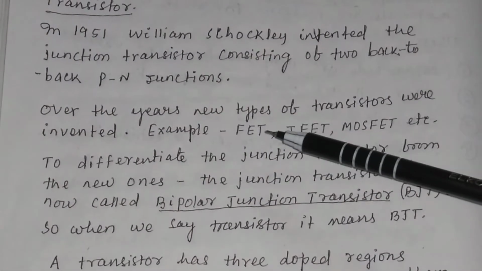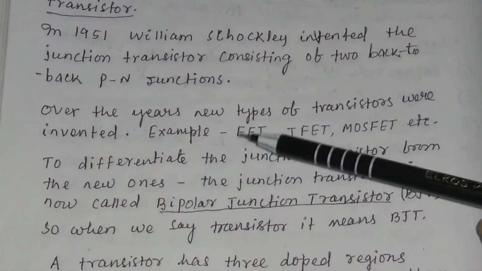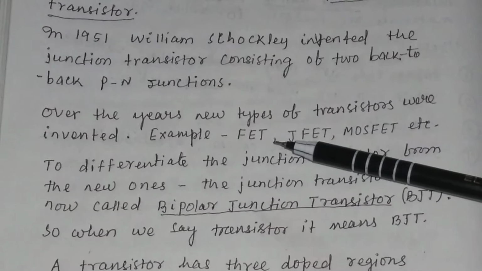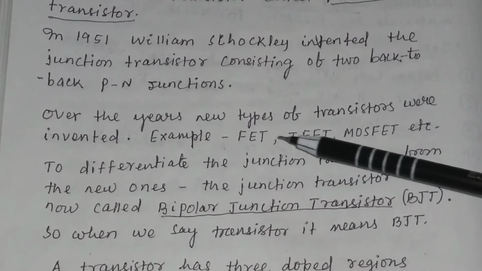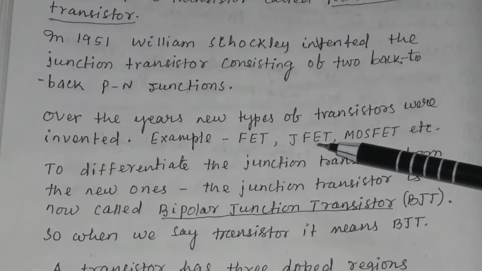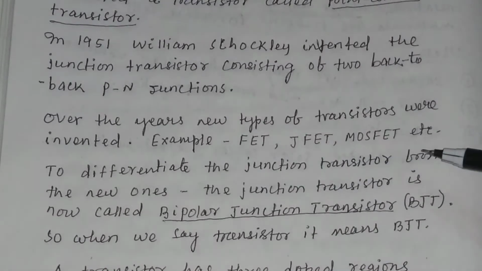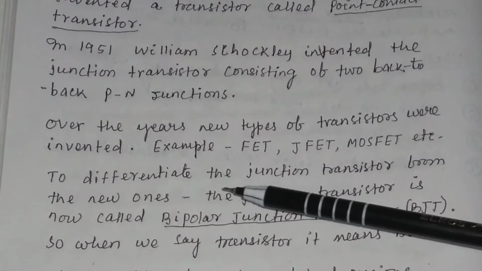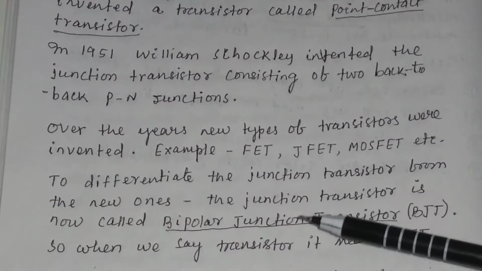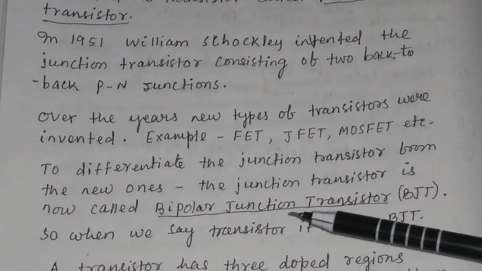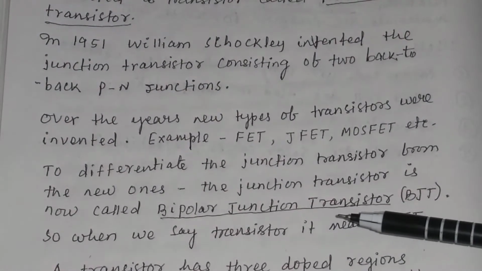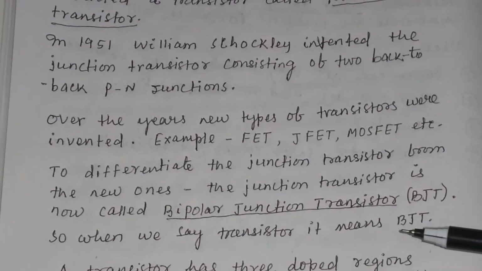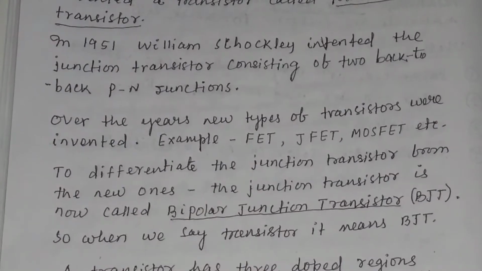Over the years, new types of transistor were invented. For example, now we are using new transistors like FET, JFET, field effect transistor, junction field effect transistor, MOSFET, etc. So to differentiate the junction transistor from the new transistors, the junction transistor is now called bipolar junction transistor. So when we say transistor, it means bipolar junction transistor.